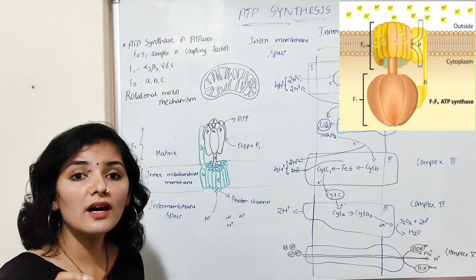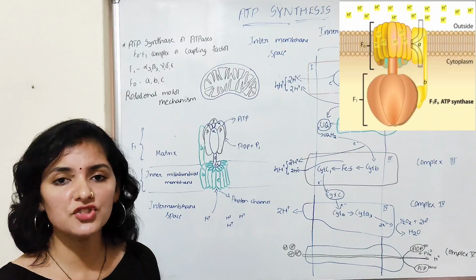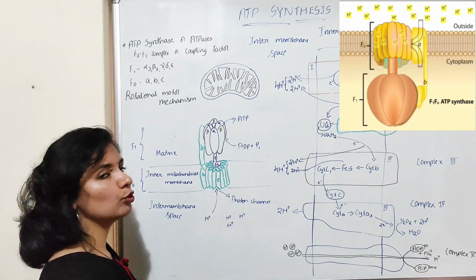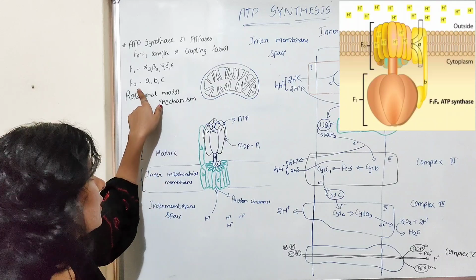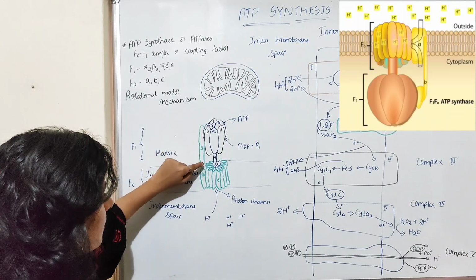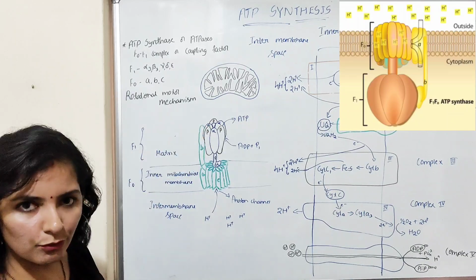to form the rotor ring or proton channel. So the rotor ring or proton channel is nothing but the ring formed by the 9 to 12 C subunits of the F0 complex. As you can see in this diagram, this is the B subunit which acts as a stalk that connects to the F1 complex.